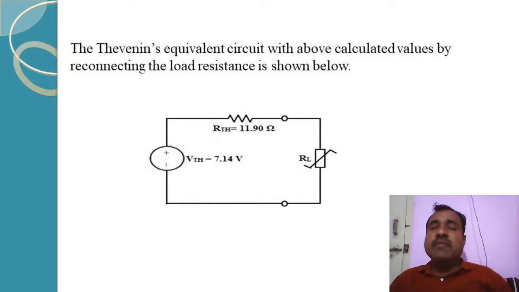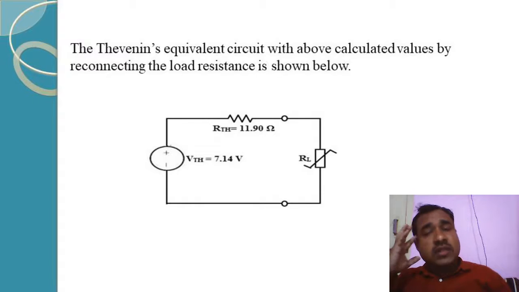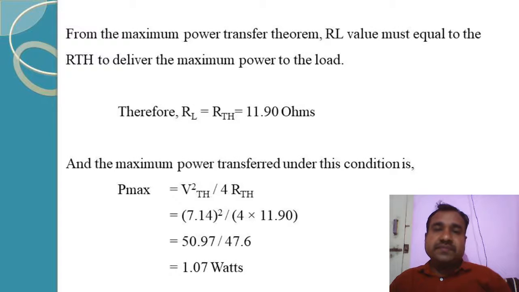And the value of maximum power is given by Pmax equals VTH square divided by 4RL, that is VTH square divided by 4 RTH, that is 7.14 square divided by 4 into 11.90, which results in 1.07 watts, and RL is equal to 11.90 ohms.